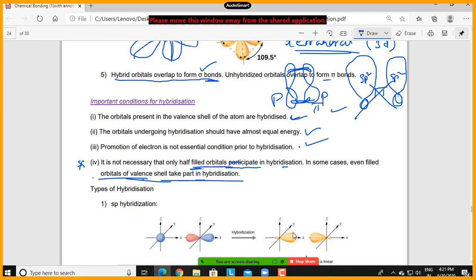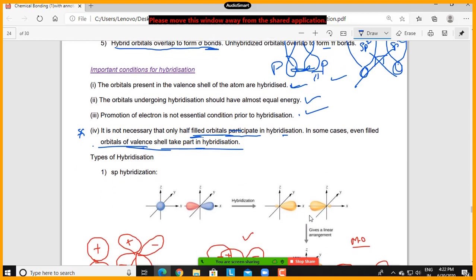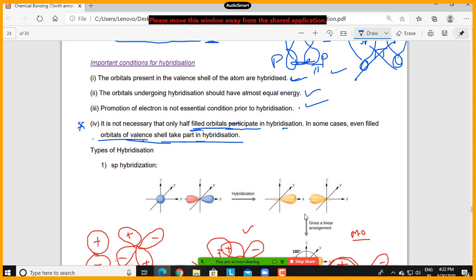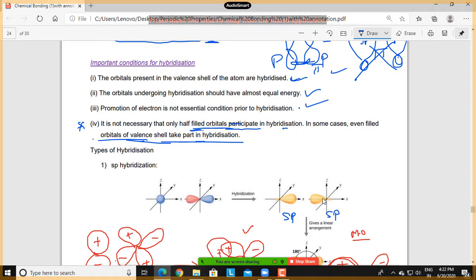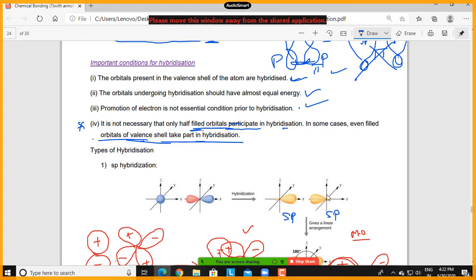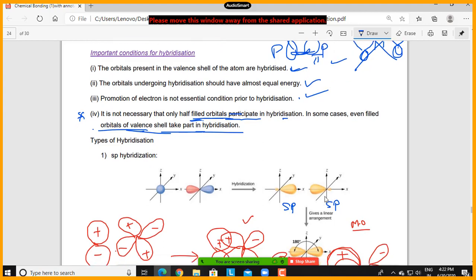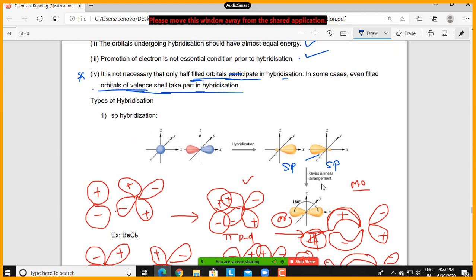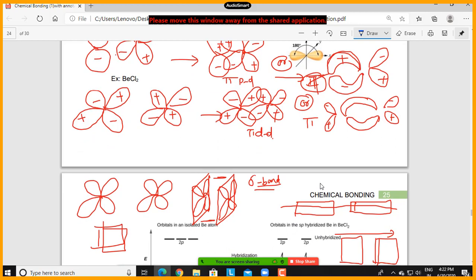After mixing, they will form hybrid orbitals. That hybrid orbital we name as sp hybrid orbital. Why sp? Because one s, one p mixing, so sp. The sp hybrid orbital is shown in the diagram. This is head, tail, head, tail. So sp hybrid orbitals can form sigma bonds by overlapping head-on in the same internuclear axis. Then the type of hybrid orbitals.